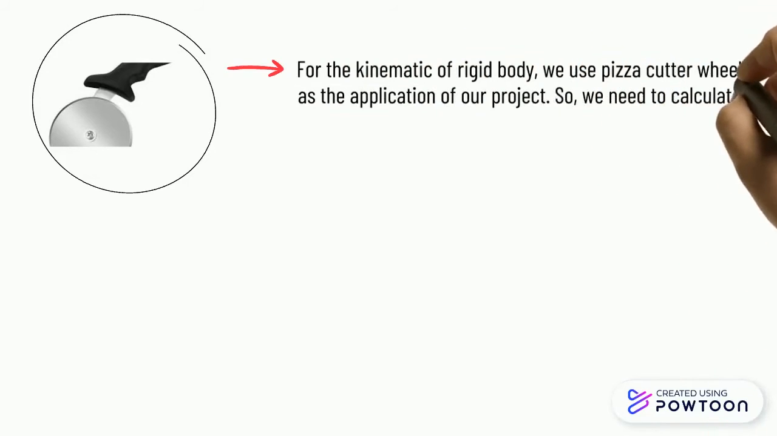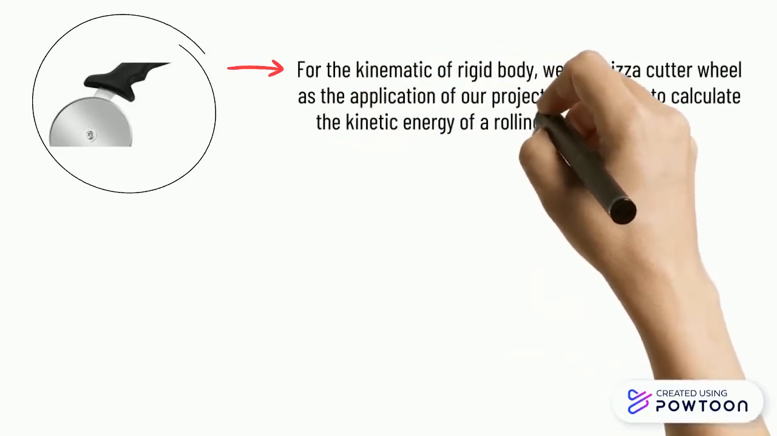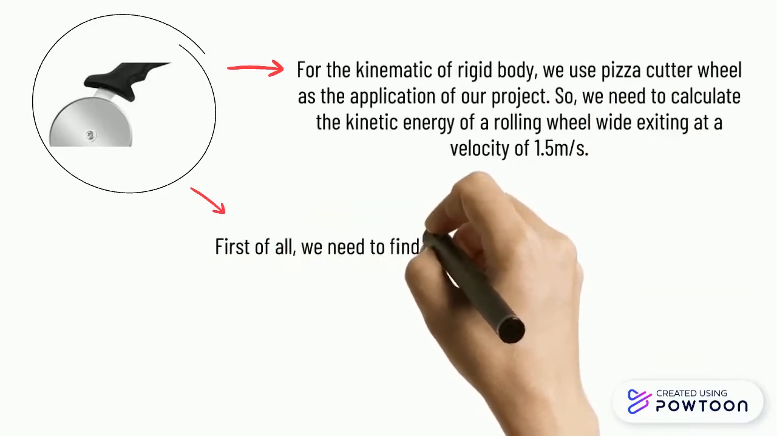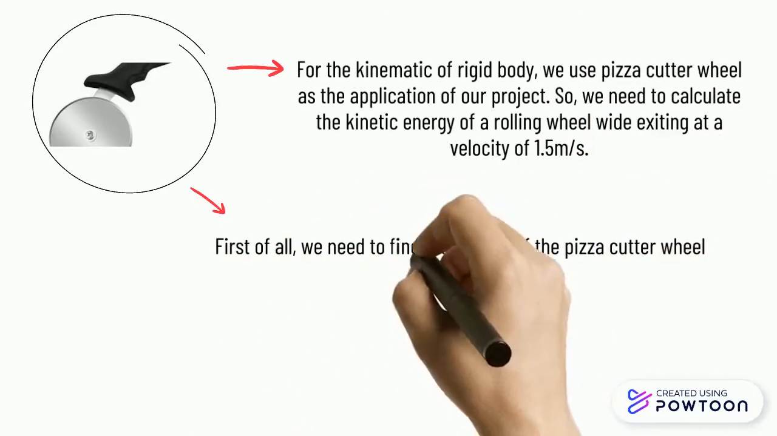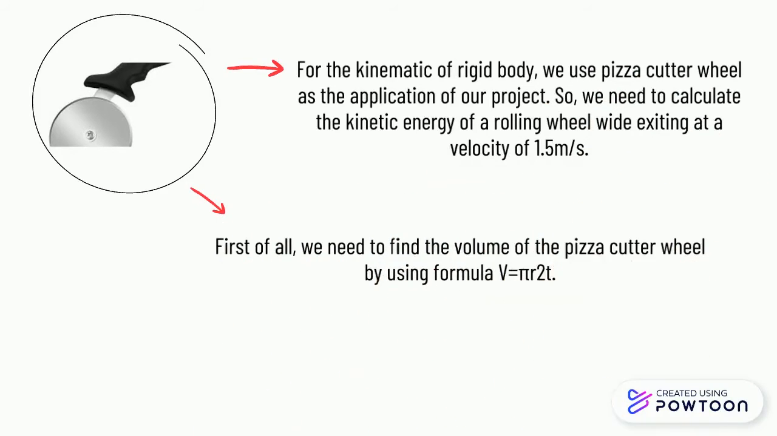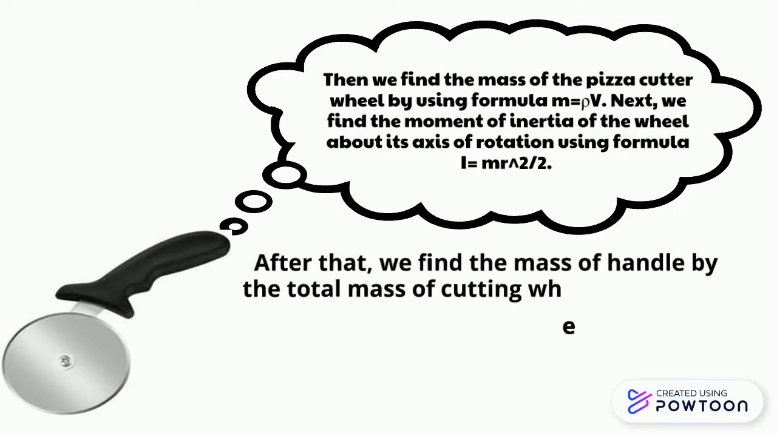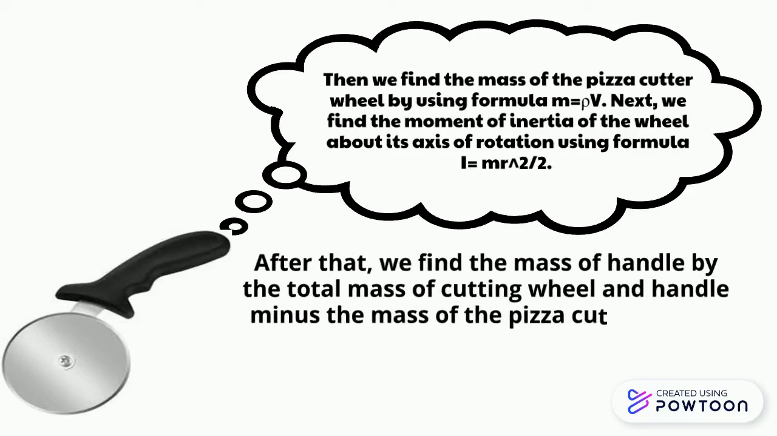So, we need to calculate the kinetic energy of a rolling wheel by exiting at a velocity of 1.5 meter per second. Okay, first of all, we need to find the volume of the pizza cutter wheel by using formula V equal to pi r square T. Then, we find the mass of the pizza cutter wheel by using formula M equal rho V. Next, we find the moment of inertia of the wheel about its axis of rotation using formula I equal to mr square over 2. After that, we find the mass of handle by the total mass of cutting wheel and handle minus the mass of the pizza cutter wheel.